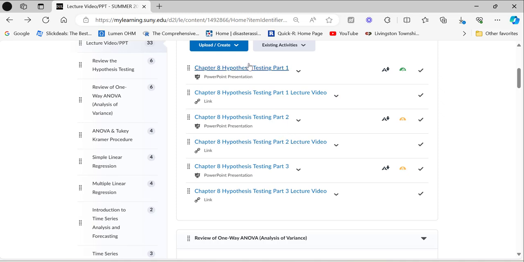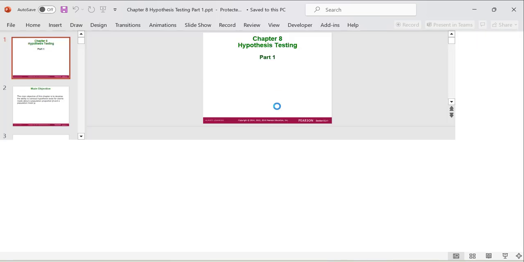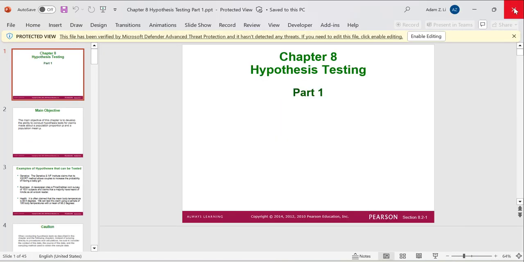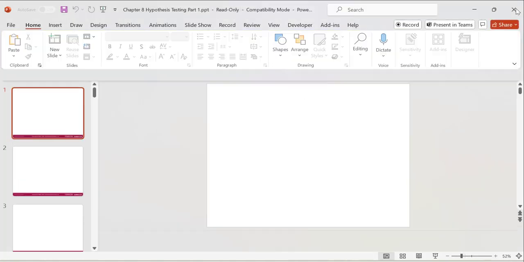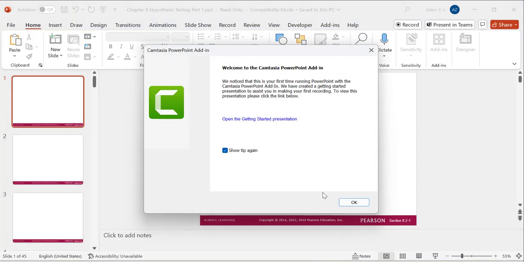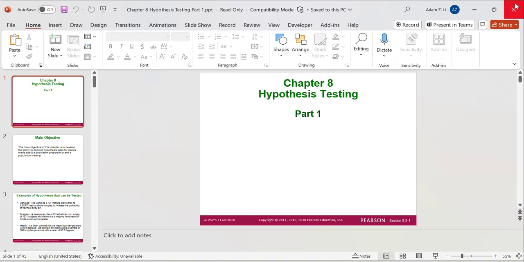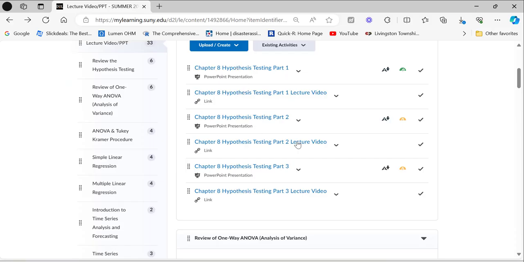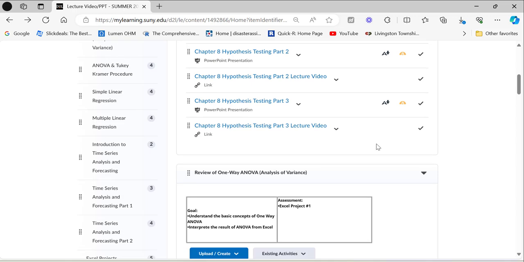And there are 3 different PowerPoints and 3 different lecture videos here, right? So for each one of these, for chapter 8 on the hypothesis testing, okay. So pretty much you learned this from MA 222 already, right? Just a quick review of all the content. You know, it doesn't hurt to review this.